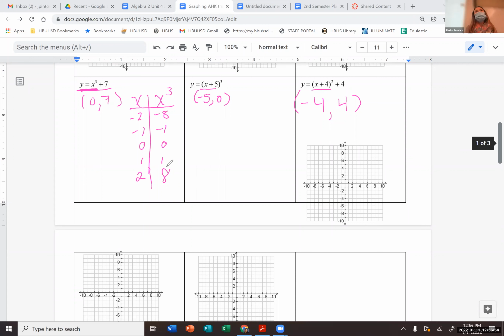So once I have that parent table written down once, now I'm going to use it 3 times. I said to change this exponent to a 3. So I start at 0, 7. And then I go left 2 units and down 8. Left 2, down 8.